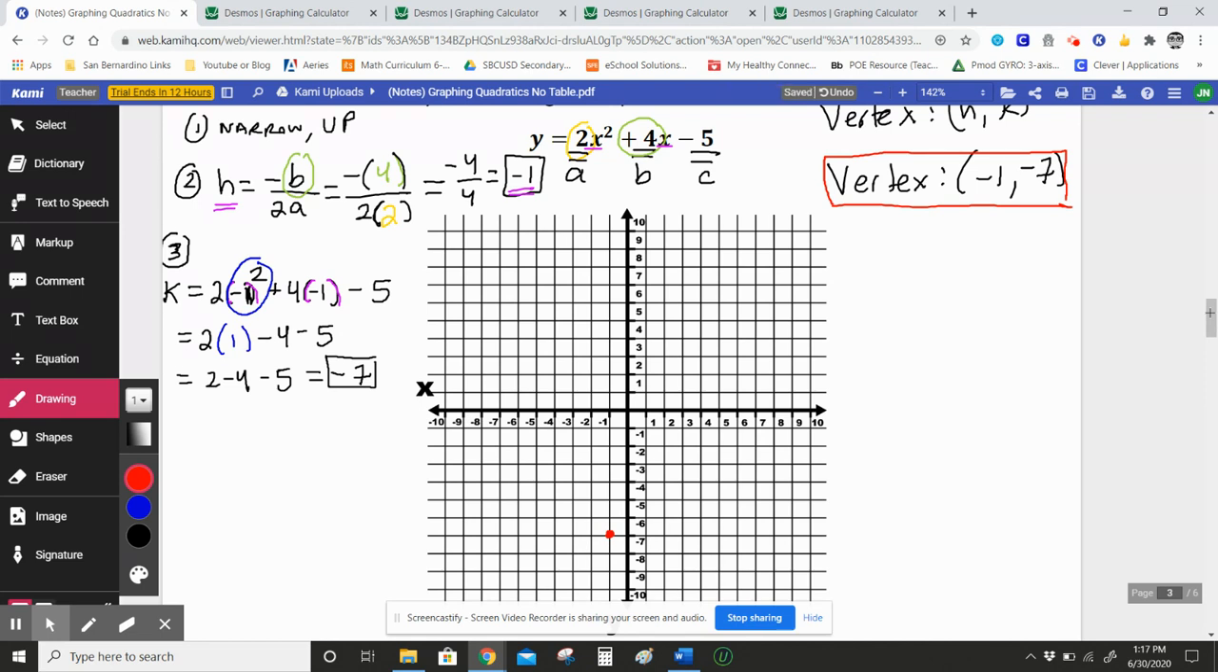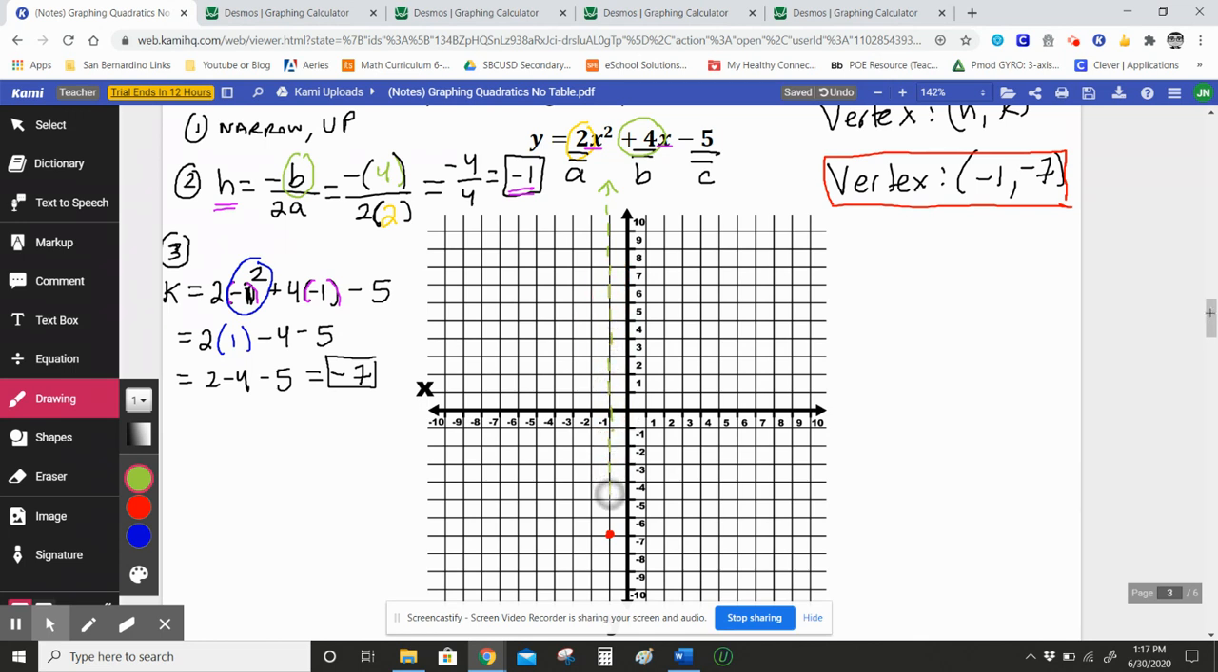Then what we also want to do, the next step says plot the axis of symmetry. So that was step 4, plotting the vertex. Step 5 is plot the axis of symmetry, which is basically just the line going through that point. So it's a vertical line. It's always going to be a line going up and down, going through that point.